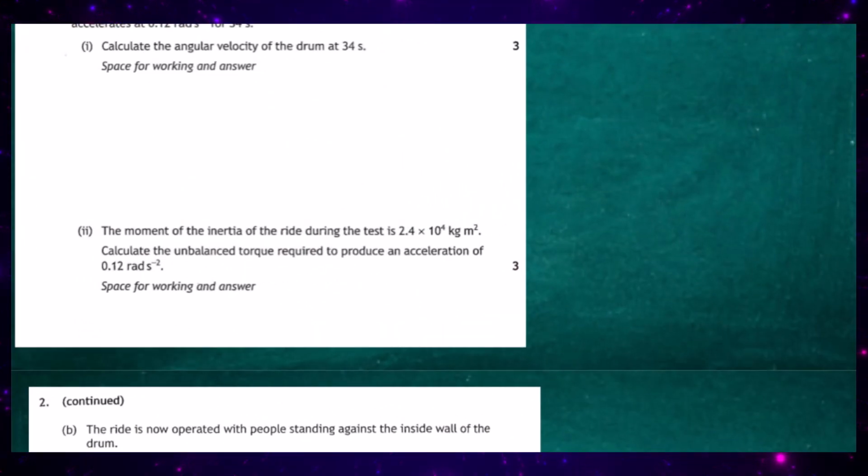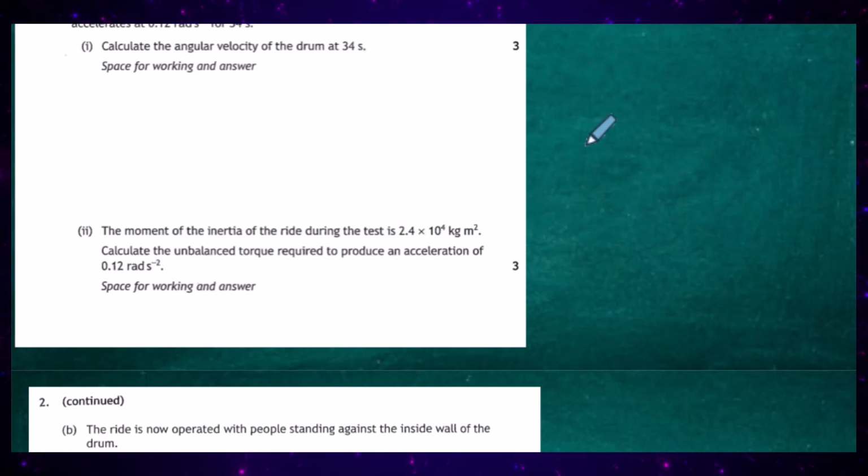Question 2, Part A, Part 2. The moment of inertia of the ride during the test is 2.4 times 10 to the power 4 kilogram metre squared. Calculate the unbalanced torque required to produce an angular acceleration of 0.12 radians per second squared.